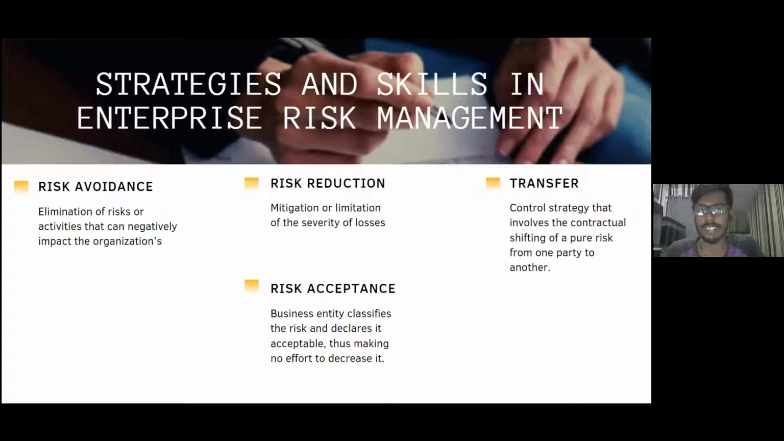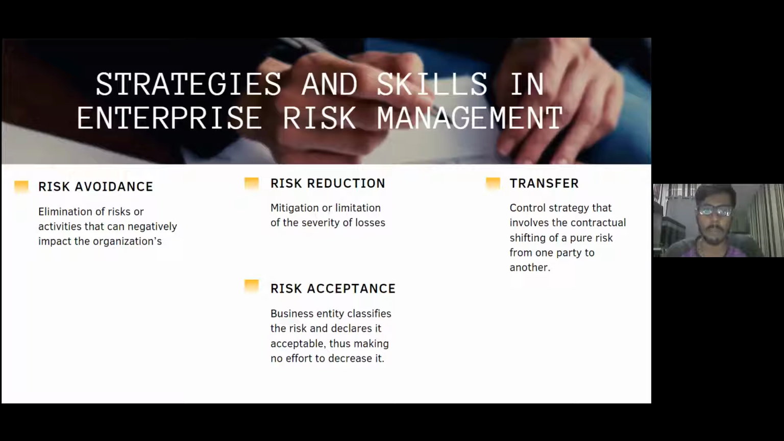Next, risk reduction. It is a risk management technique that involves reducing the financial consequences of a loss. This encompasses a whole range of things, including reducing the severity of the loss. For example, we can see some organizations will install security systems or alarms to reduce the frequency of crime losses.